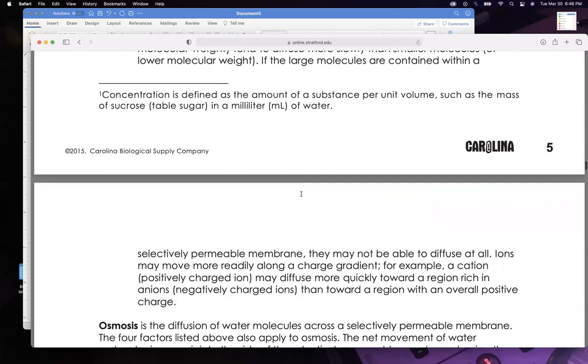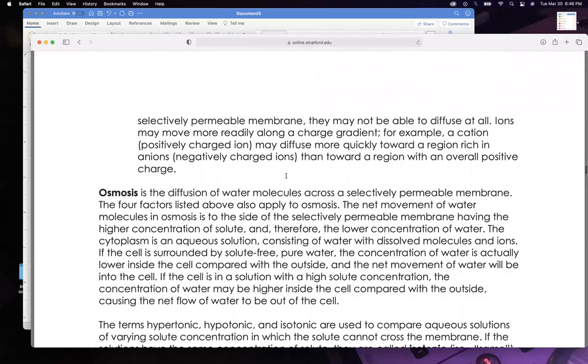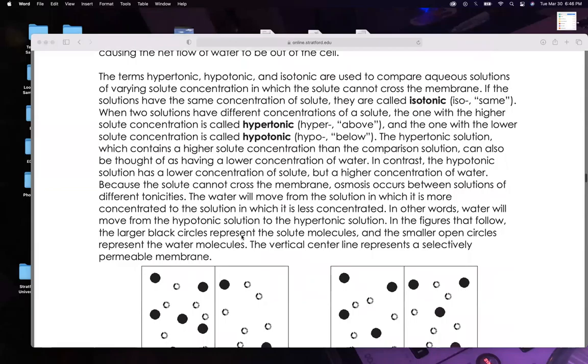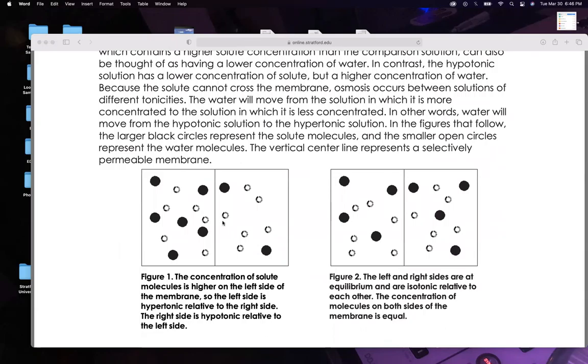Surface area, and I mentioned that regarding absorption. If the surface area is greater, you'll have greater absorption. Now, diffusion is movement from high concentration to low concentration. But if I do that diffusion through a semipermeable membrane, which is this, it lets some things in and some things out, and that's called osmosis.